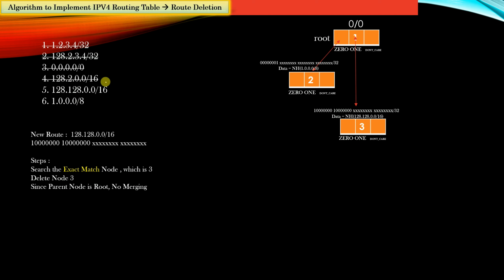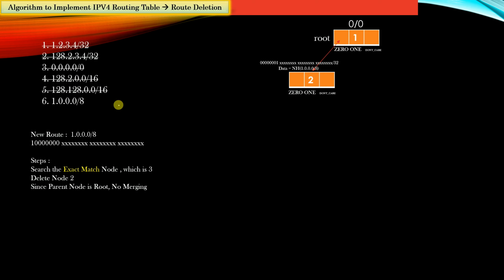Then coming to route number 5, compute the effective prefix of route 5 and trigger the exact match route search algorithm, which would give you node number 3. Now we are simply going to delete node number 3, and since the parent of node 3 is a root, there is no need to execute the merge algorithm. So the final mTry data structure would be the following. As simple as that. And this completes the deletion of route number 5.